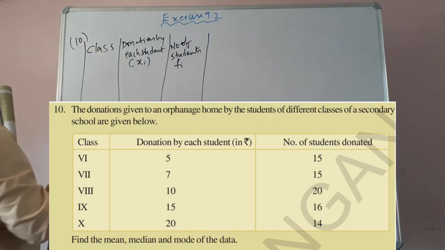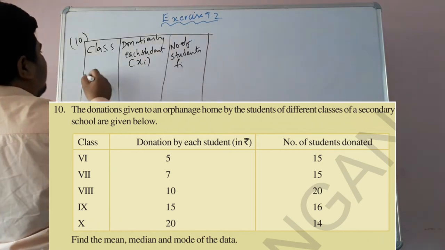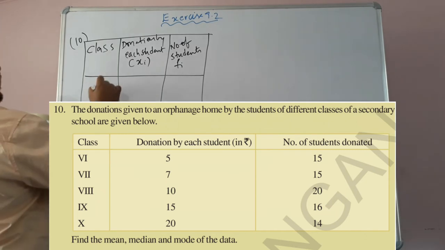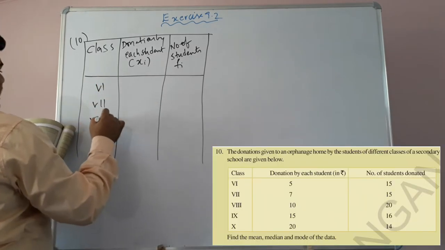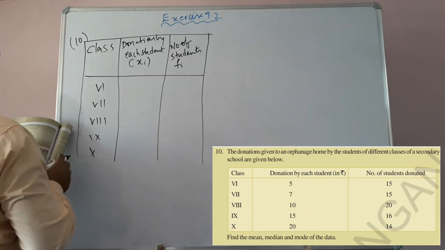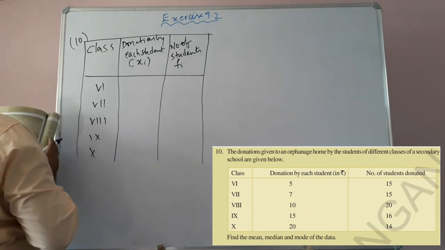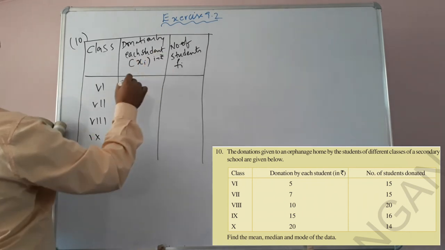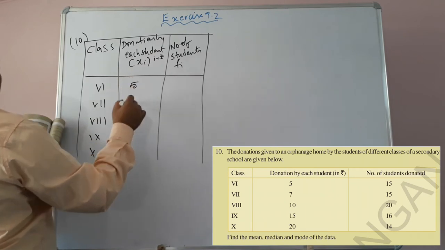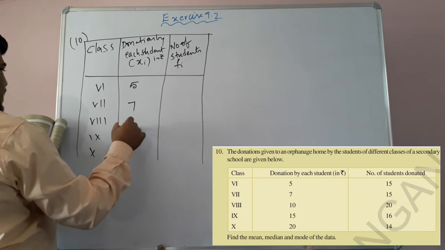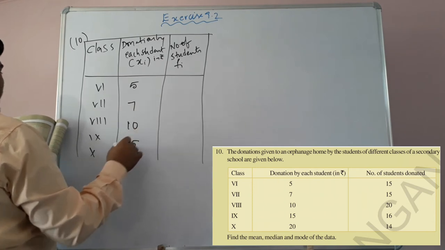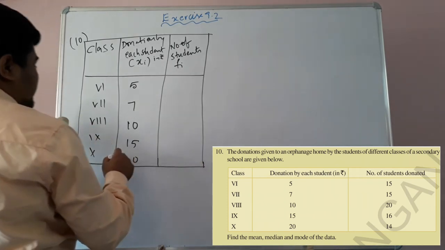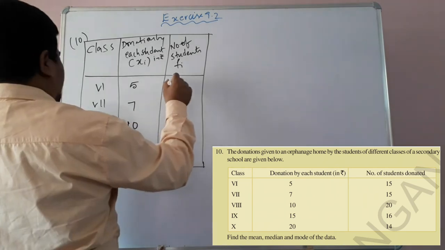Now, what we need to do is copy the table from the textbook first. Class 6th to 10th is there: 6th, 7th, 8th, 9th, 10th. 1, 2, 3, 4, 5 classes. So donation by each student in rupees. This is in rupees, children. So here each student in 6th class is giving 5 rupees. 7th class 7 rupees. 8th class 10 rupees. 9th class 15 rupees. 10th class 20 rupees. So they are donating to the orphanage home. Okay, now frequency. In 6th class 15 students donated.